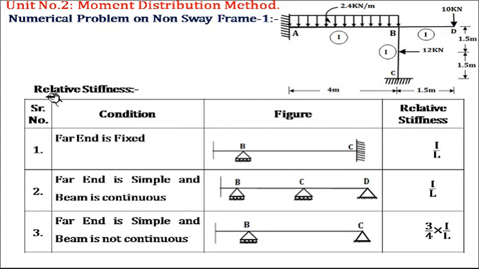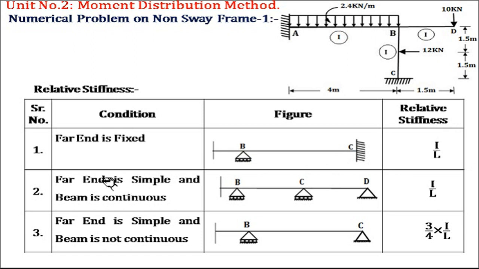Now these are the different conditions to find out the relative stiffness. The first condition is when the far end is fixed. So this is the beam B. From B to C, the far end is fixed. The value of relative stiffness is I by L.